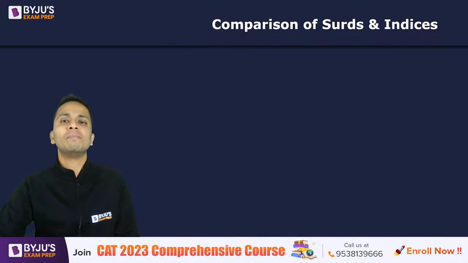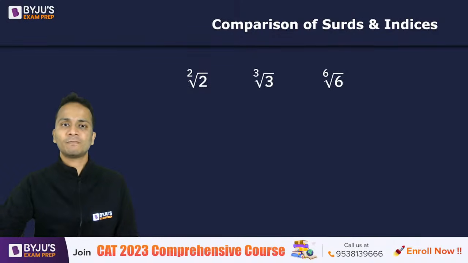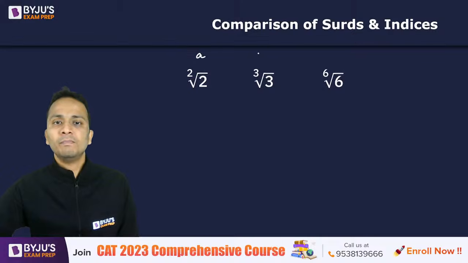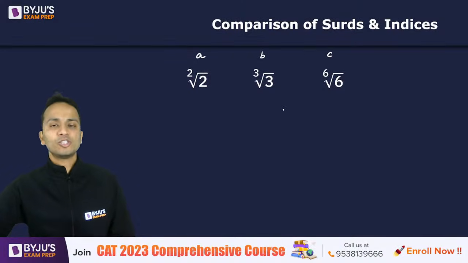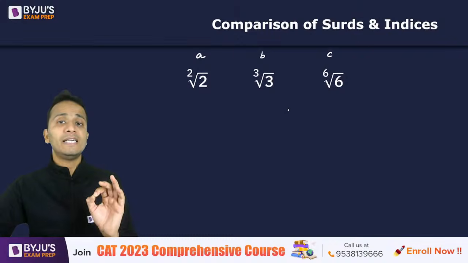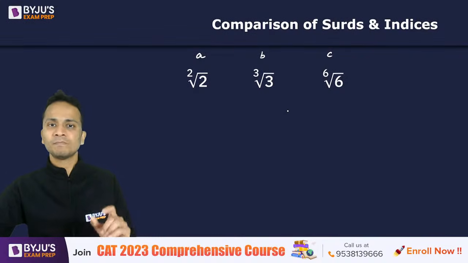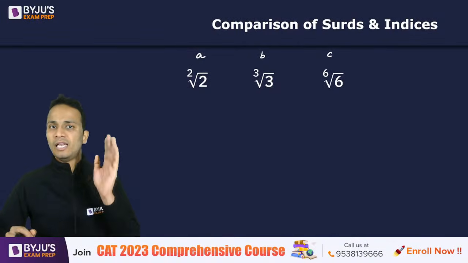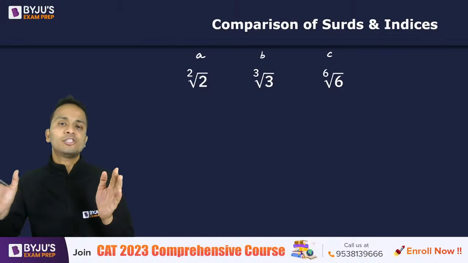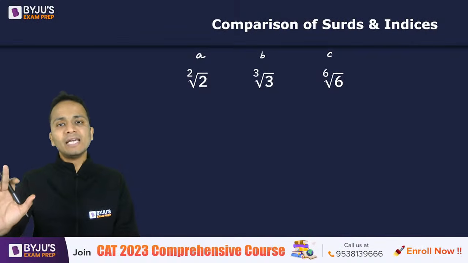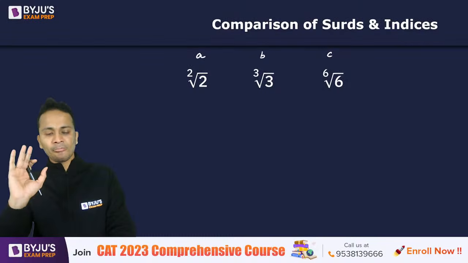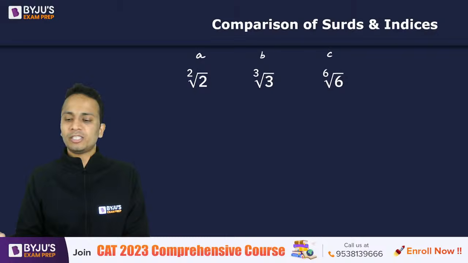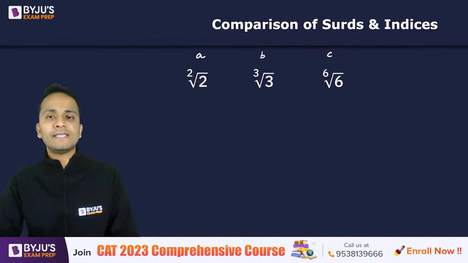First of all, questions related to comparisons of surds and indices. So these are the three numbers. I'll call them A, B, and C. Arrange these numbers in descending order. Descending means first the largest, then the smaller one, and then the smallest. Largest, the second largest, and the smallest. Give me A, B, and C. Tell me which will be the largest, the second largest, and the smallest number. So arrange them in descending order.